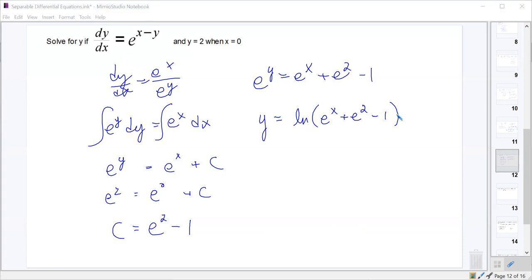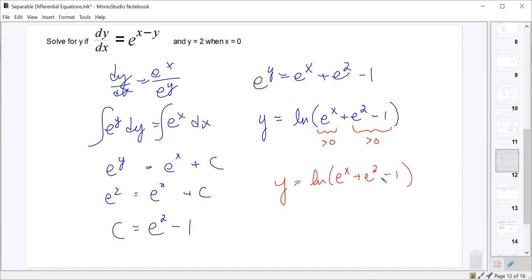But what will we note? We will note that e to the x, this number here, is always positive, right? And what about e squared minus 1? That's positive as well. So the only thing I can take a natural log of is a positive, and I've got a positive plus a positive inside of there. So there's no restrictions on the domain of this. This should be valid for all real numbers.